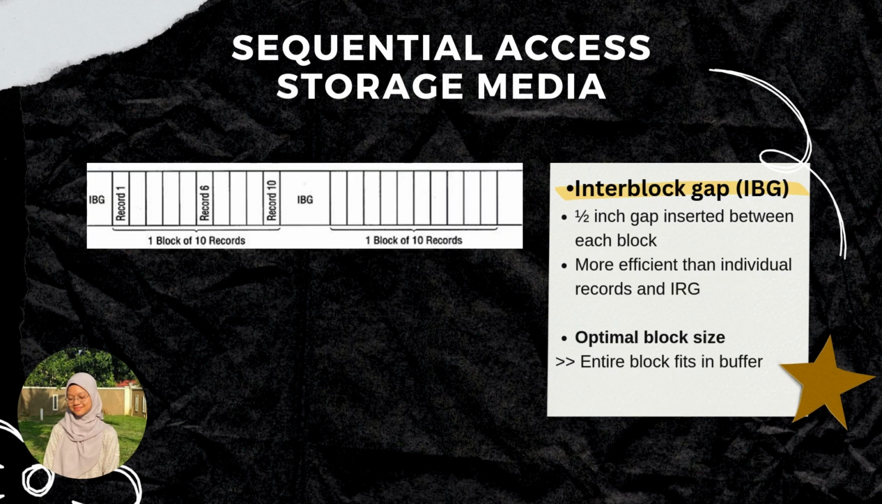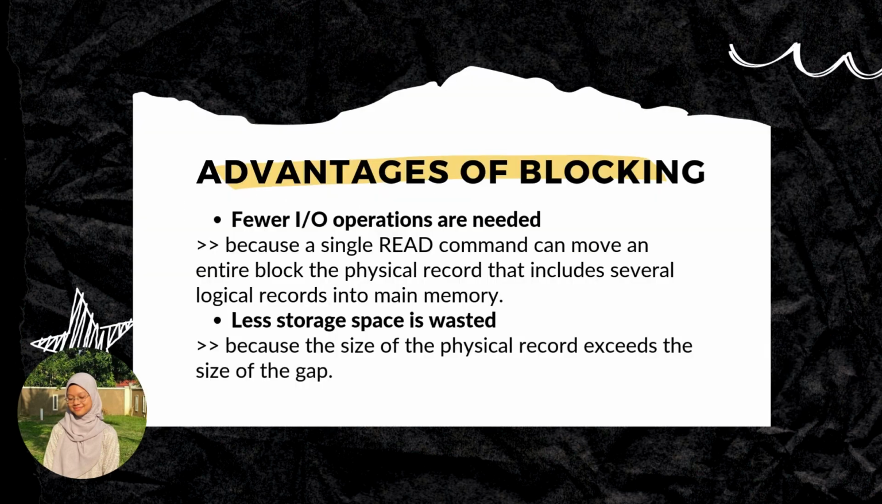Now there is an interblock gap, which is IBG. It is also a half-inch gap inserted between each block. So it's more efficient than individual records, and the IBG has an optimal block size, where the entire block fits in a buffer. So the advantages of blocking: fewer input-output operations are needed because a single read command can move an entire block.